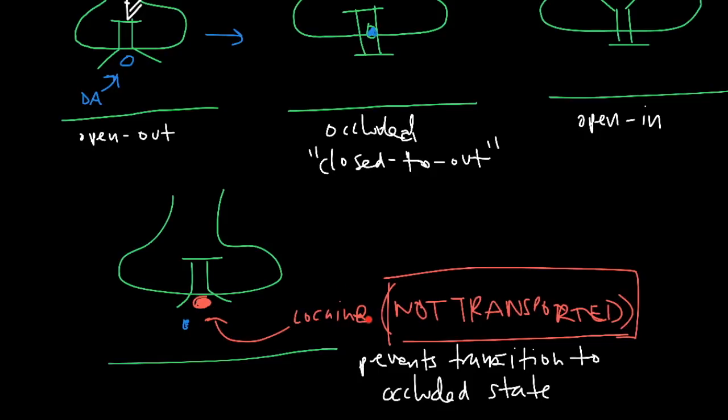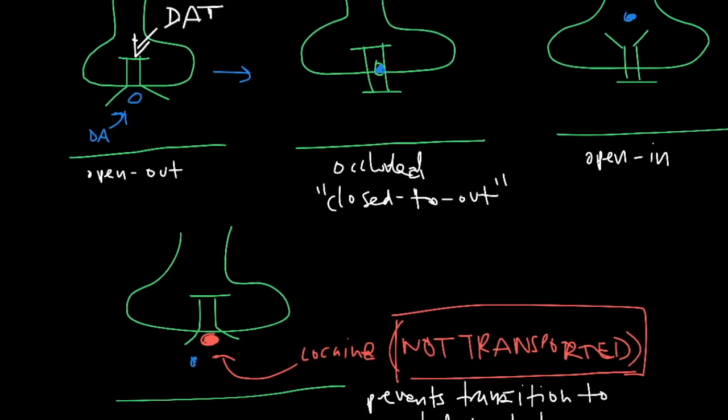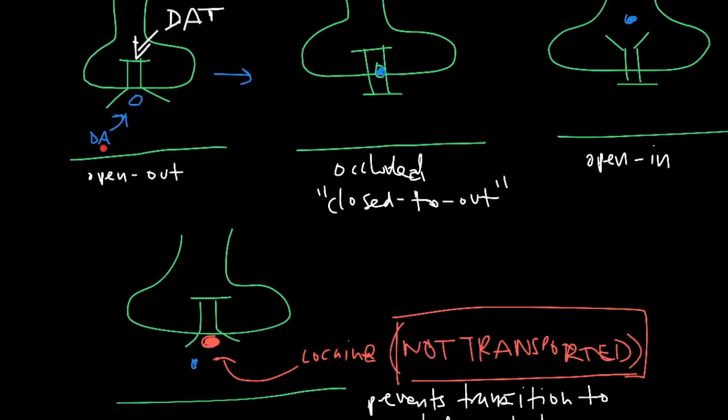It's important to know that cocaine itself is not transported into the neuron. It just stabilizes the transporter and blocks it in this conformation, and it prevents the transition from the open-out state to the occluded state, or the closed-out state. So cocaine binds here and prevents the transporter from closing, to prevent, number one, the transporter from transitioning to the occluded state, and number two, dopamine from being reuptaken into the transporter.